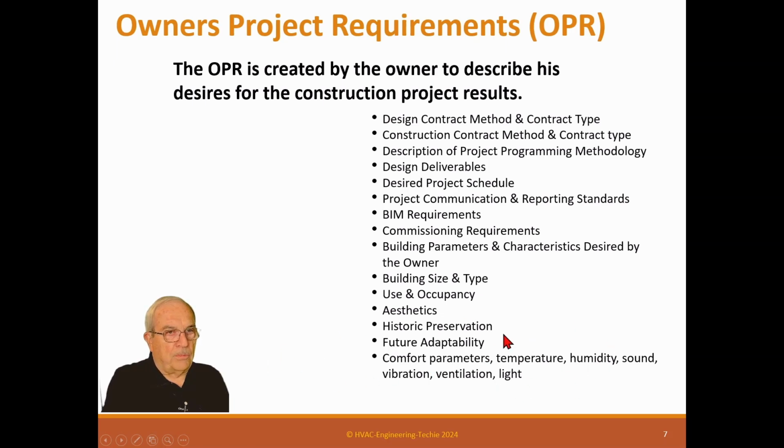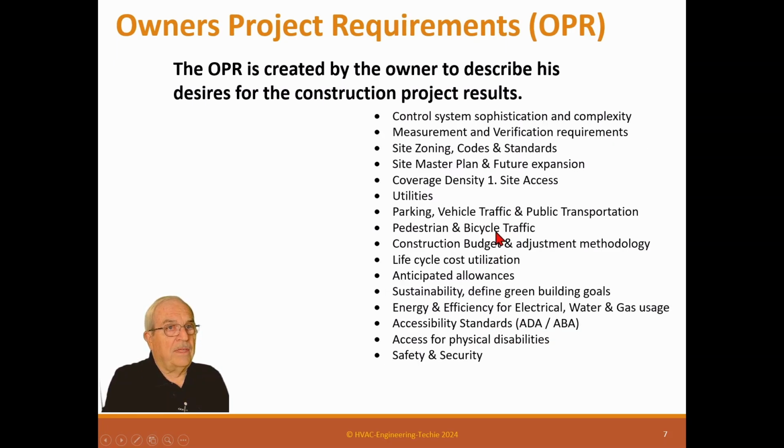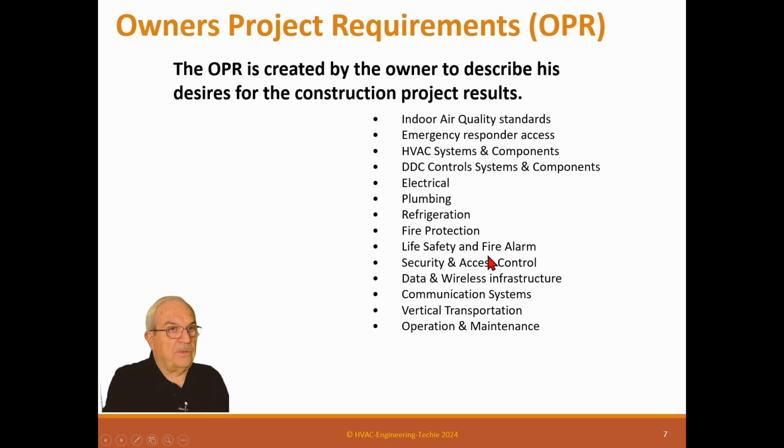If these are really important to them, if it's a museum, those conditions would be much different than if it's a warehouse. It'll be a lot different. Control system sophistication, measurement and verification requirements, size, zoning, codes and standards, size, master plan and future expansion, coverage density for the site, access, utilities, parking. All of these things that you see here, they need to put that in there so the designers and the contractors will understand, well, this is what we're trying to end up with.